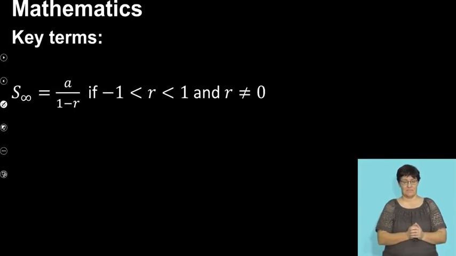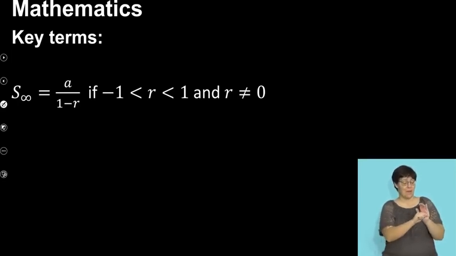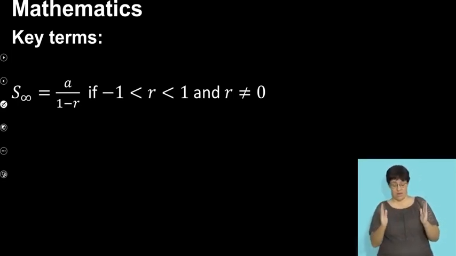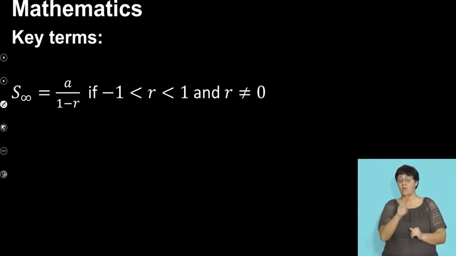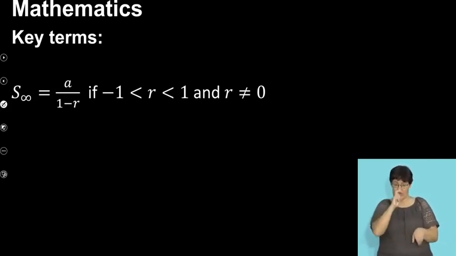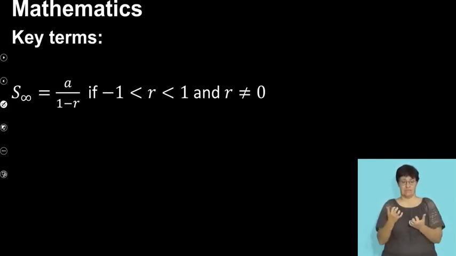So, the formula for the sum to infinity can be written as: the sum to infinity is equal to a over 1 minus r, if my ratio is between -1 and 1 and r is not 0. So guys, just a reminder, this means that I will need my a as well as my r in order to calculate the sum to infinity.